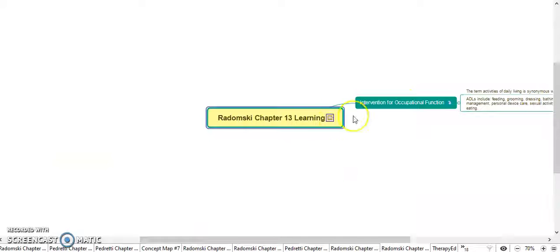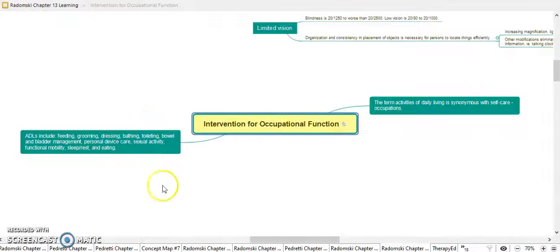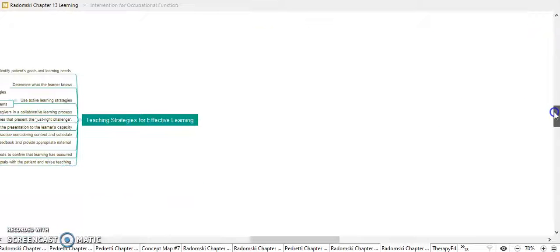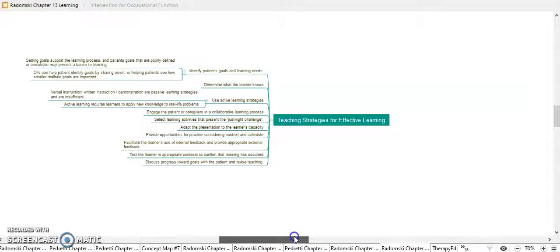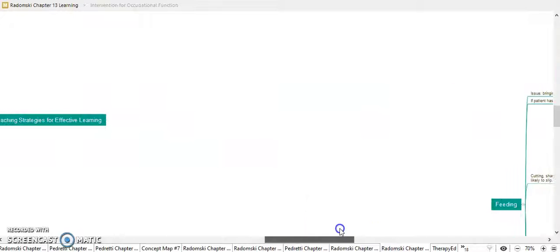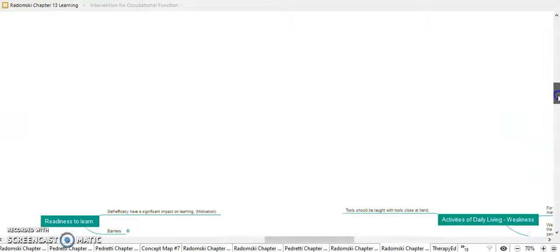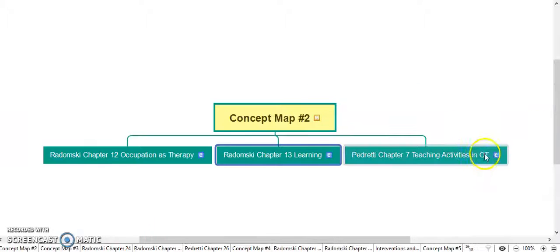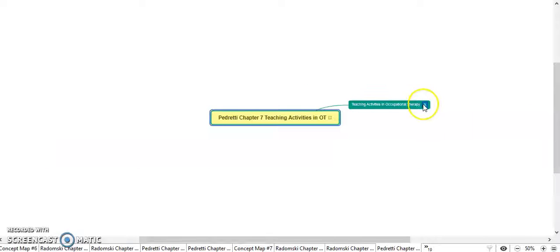I'll also be reviewing learning. So what do ADLs include? What is limited vision, the different IADLs, medication management, readiness to learn? What are teaching strategies for effective learning? Page Ready Chapter 7. I've also included the chapter names. That way I can also reference if I need some clarification. I know where to go, which chapter to look at and which book.